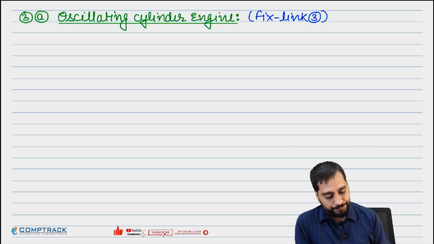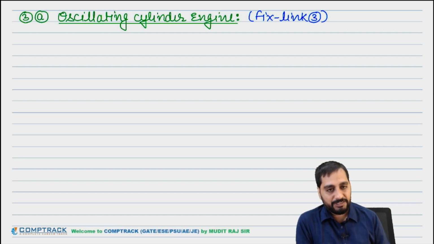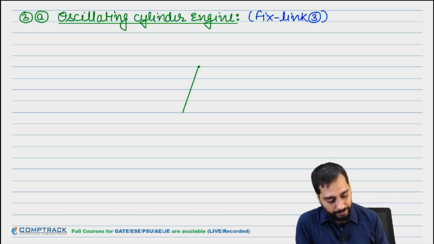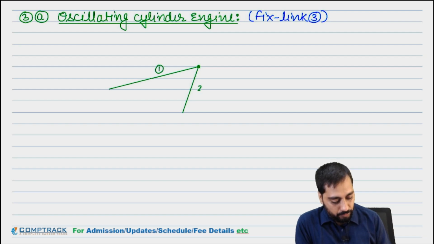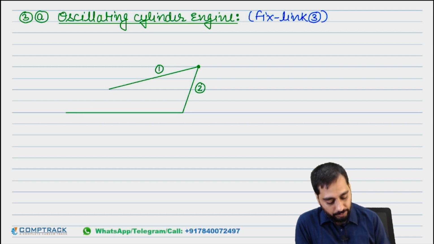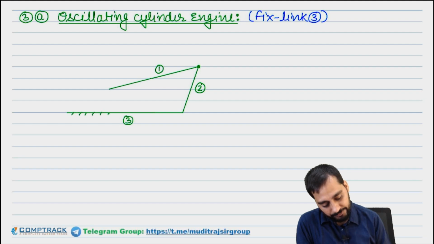So draw its diagram. Its diagram will be like this. Let's say this is the crank, link 2. This is link 1. Then 2 was connected with the connecting rod, so this will be our third link. So this time the third link is fixed.